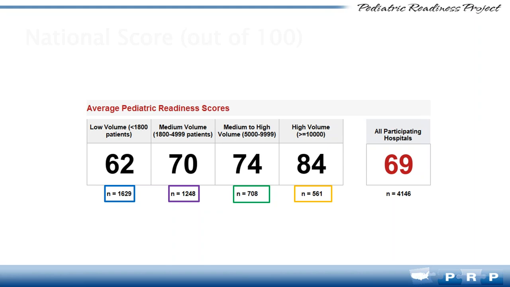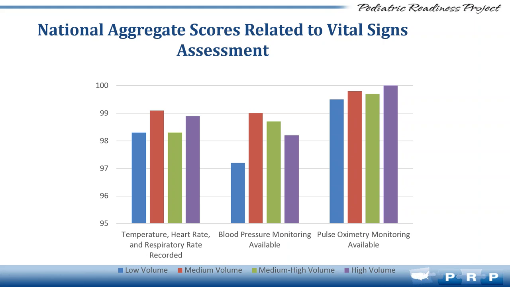But when it comes specifically to vital sign criteria, what you'll see on the next slide is an assessment based on the national aggregate scores specific to vital signs in the pediatric population. What we're seeing here is that the great majority of sites have temperature, heart rate, and respiratory rate recorded on nearly every single child that presents to the emergency department. And this is not surprising. Many of the triage tools that currently exist today are reliant upon temperature, heart rate, and respiratory rate to adequately triage them.